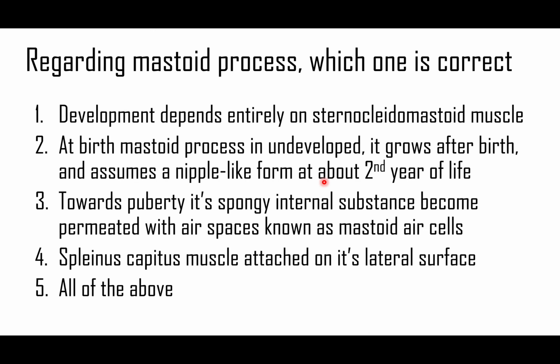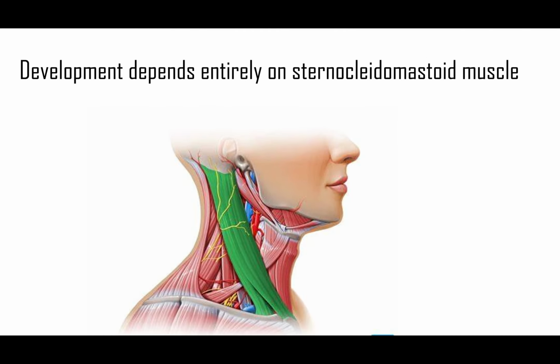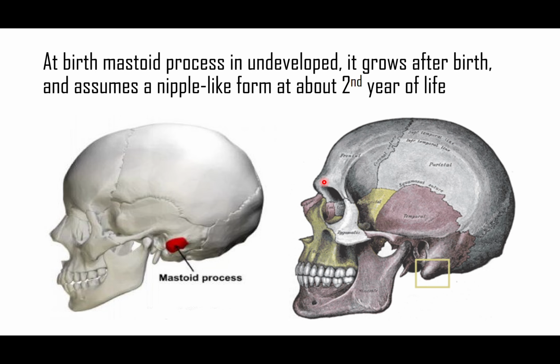So we can say the right answer for this MCQ is answer number 5, because all of these options are correct. As we have seen, the development of the mastoid process depends entirely on the sternocleidomastoid muscle. At birth, the mastoid process is underdeveloped and it grows after birth and assumes a nipple-like form at about the second year of life and grows later.